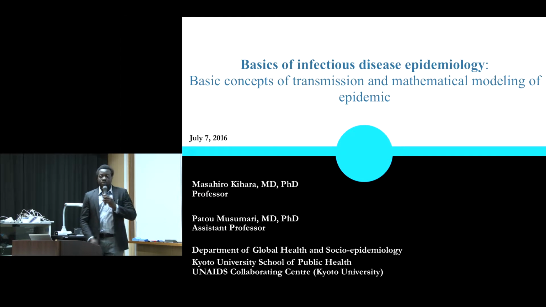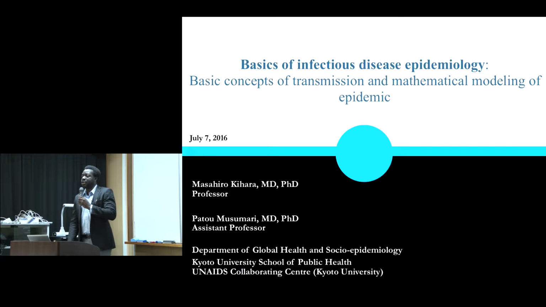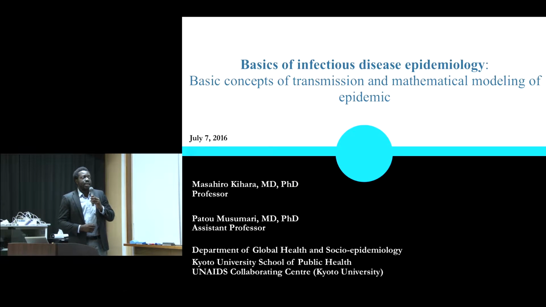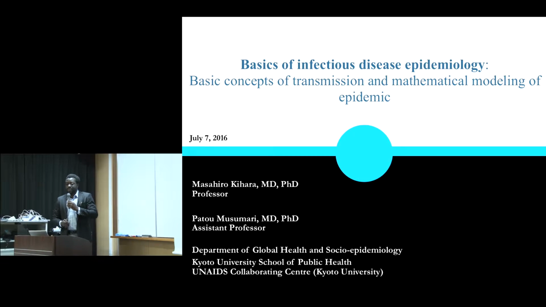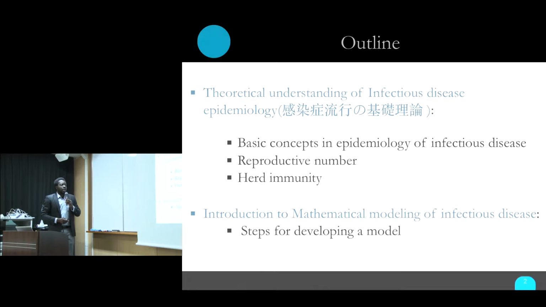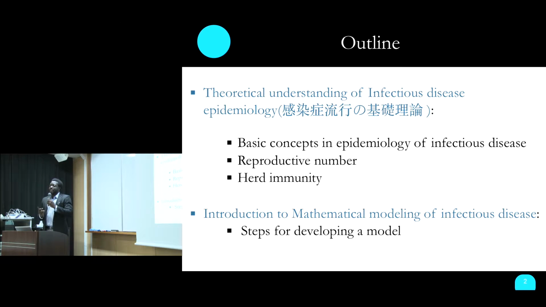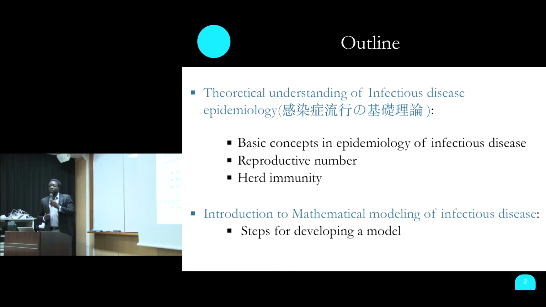My name is Patou Musumari. I'm an assistant professor working with Professor Kihara. And today we're going to see some basics of infectious disease epidemiology. We will look at some theoretical backgrounds on how disease spreads, but also on how we can control infectious diseases. Some of the very important concepts will be explored: the reproductive number, and herd immunity.